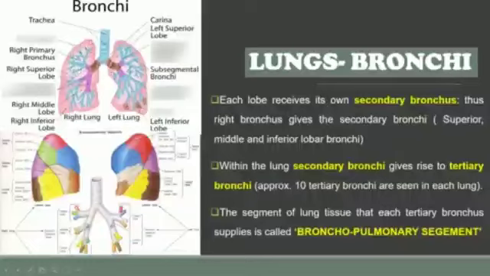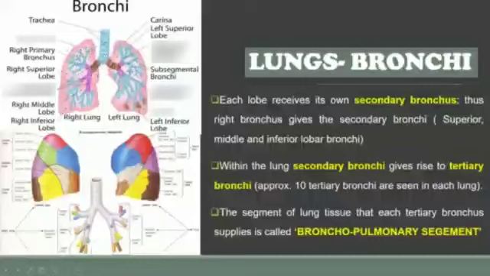Now, the segment of the lung which receives the tertiary bronchi, for example this area, you call it a bronchopulmonary segment. This is one bronchopulmonary segment. This area is one bronchopulmonary segment. This is one bronchopulmonary segment. All these are bronchopulmonary segments. There are times where they have asked bronchopulmonary segment as a 5 marks question. So the bronchopulmonary segment is nothing but the area of the lung which receives the tertiary bronchi.